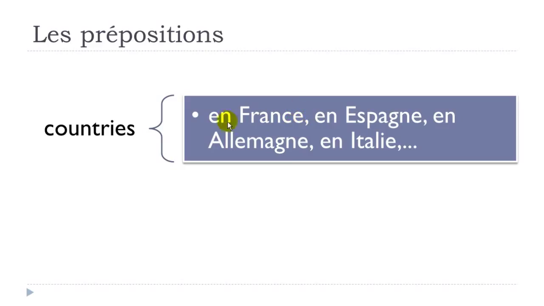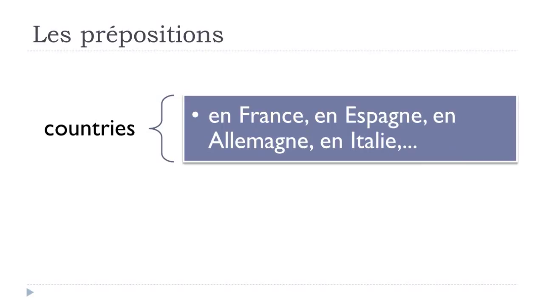If it's feminine, then you will have to use this preposition en if you want to express this concept. En France, en Espagne, en Allemagne, en Italie. And now we'll read it with the liaison if needed. En France, en Espagne, en Allemagne, en Italie. So if you want to express this with countries, and only feminine countries, then you should use this en preposition.